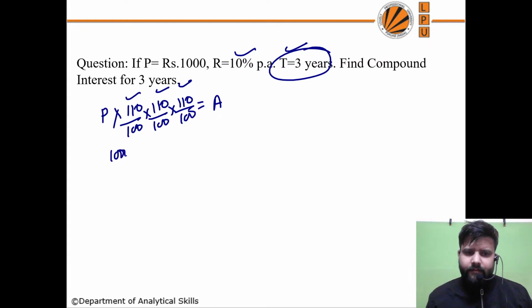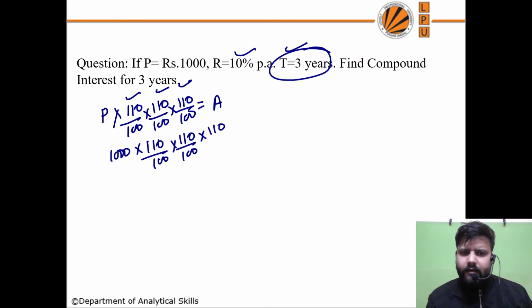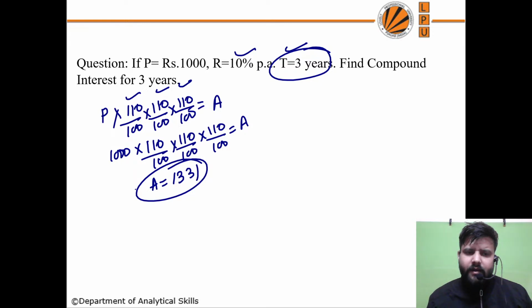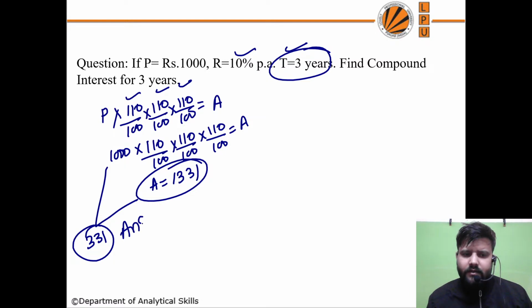So 1000 times 110 divided by 100, times 110 divided by 100, times 110 divided by 100 is equal to the amount. So the amount will be, if you cancel it, 1331. But the question is asking you interest. So the interest would be the difference of these two, which is 331. It is your answer for the question.